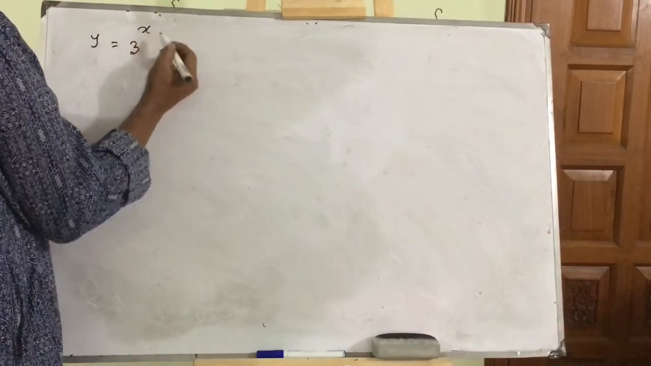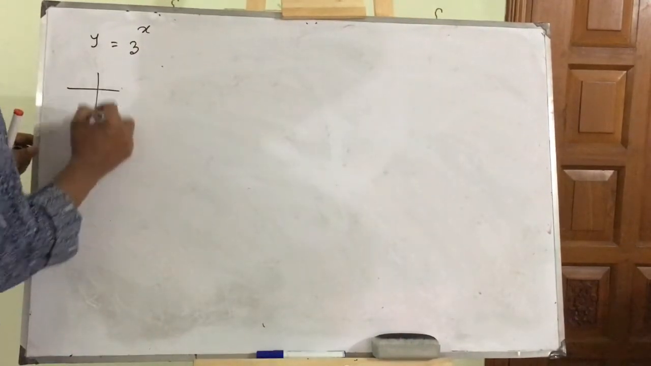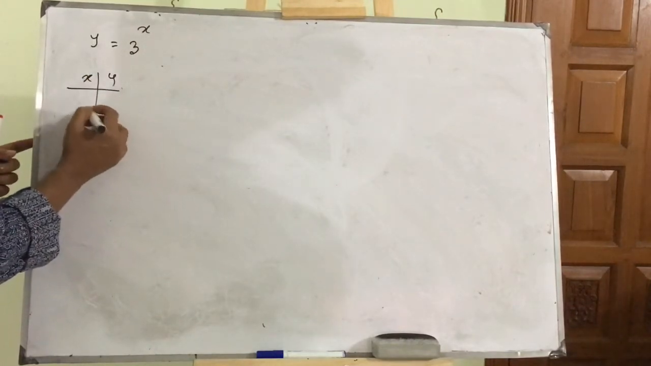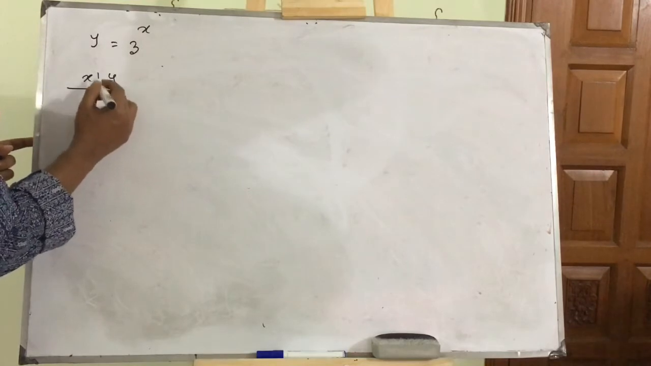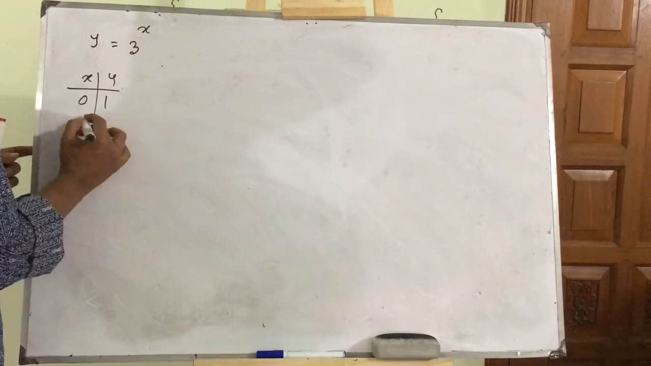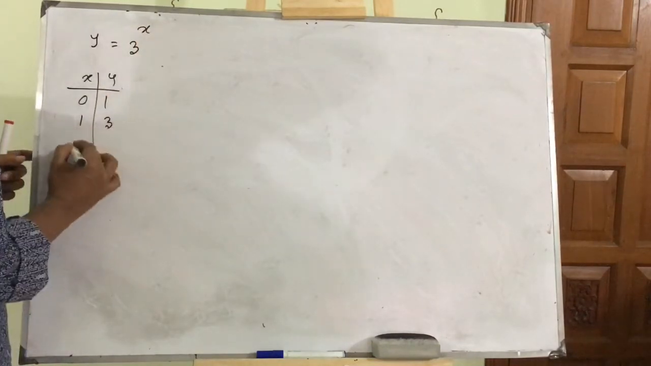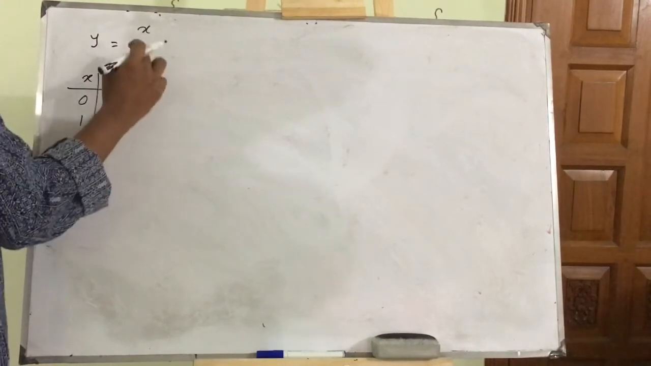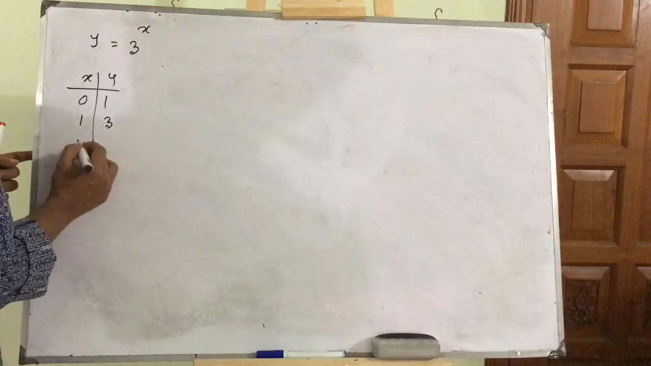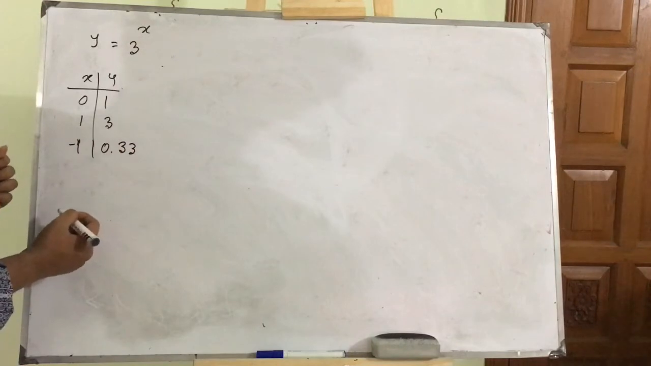Now let's say we want to draw the graph of y equals 3 to the power x. Drawing this graph is easy. We consider some values of x and then plot them. Let's say x equals 0, so 3 to the power 0 equals 1. For x equals 1, 3 to the power 1 equals 3. For x equals minus 1, 3 to the power minus 1 is 1 by 3, which is 0.33.